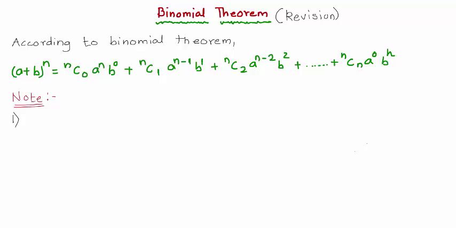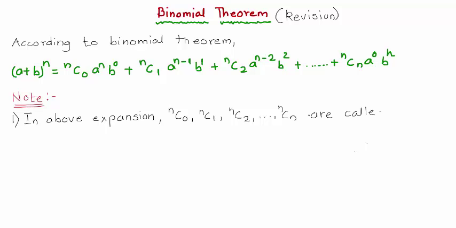So we mention here different notes. The first one, in the above expansion of (a + b)^n, nC0, nC1, nC2, all these numbers up to nCn are called binomial coefficients. Okay students, so all these numbers are called binomial coefficients.